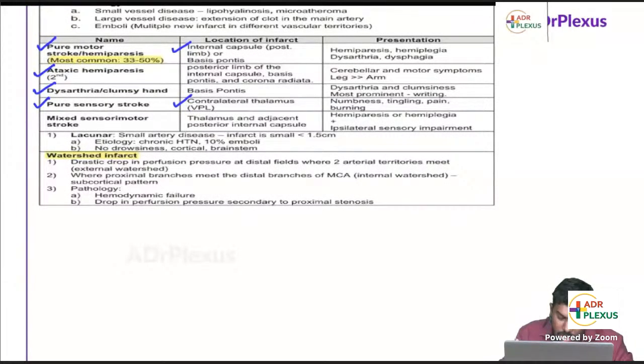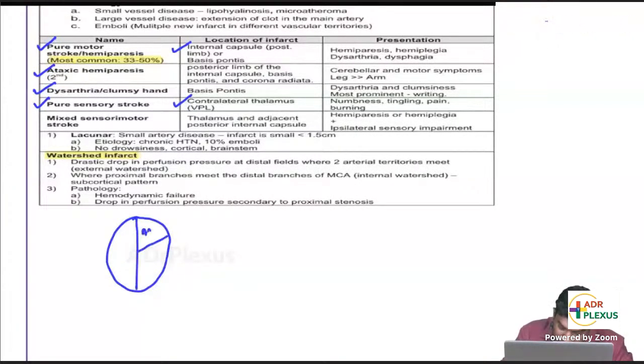Watershed infarct: if this is the brain of the patient, we all know this territory is your ACA territory, this is your MCA territory, and this is the PCA territory. If I consider this area, the border area is called the watershed area. Whenever a patient undergoes, for example, CPR, this watershed area does not get blood flow, and it is commonly affected.